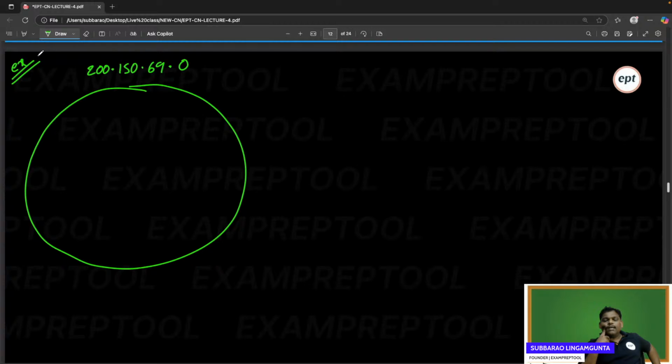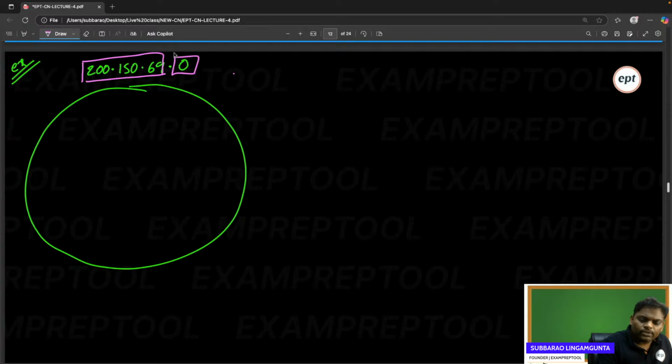Class C. It is a class C network. Remember, it is a network, not a subnet. So it is a class C network. Network purpose 24 bits, host purpose 8 bits. So host purpose is 8 bits.